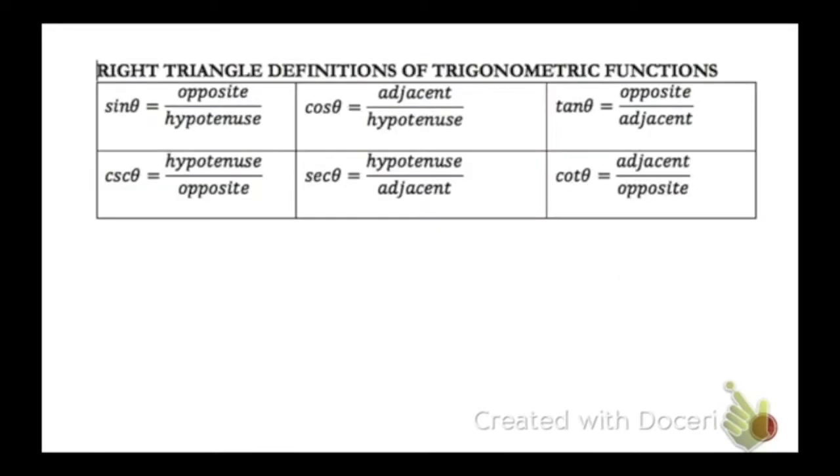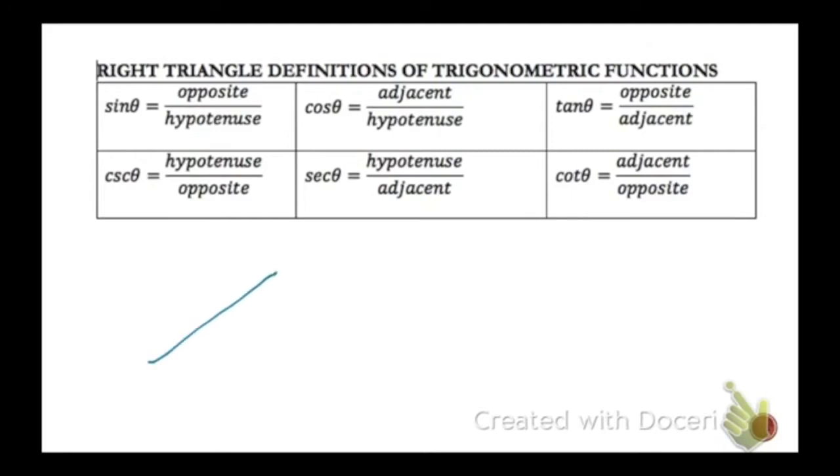Now let's start some notes. So look at the graphic here. We've got a table showing the 6 trig ratios in a right triangle. We've got the sine of theta, and theta stands for an angle, is the side that's opposite, across from the angle, over the hypotenuse. Cosine is adjacent over hypotenuse, and tangent is opposite over adjacent.